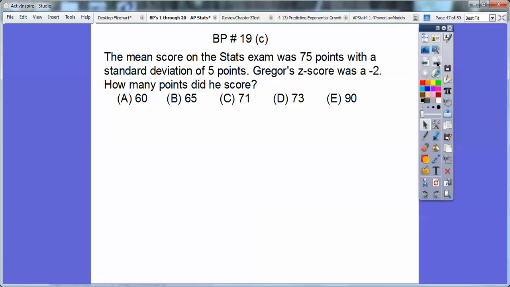The mean score on the stats exam was 75 points with a standard deviation of 5 points. Gregor's z-score was -2. So you just go down 2 and that'll get you choice B. Okay, 2, so 5 points. So 5 plus 5 is 10, 2 standard deviations below. So that gets me that one.